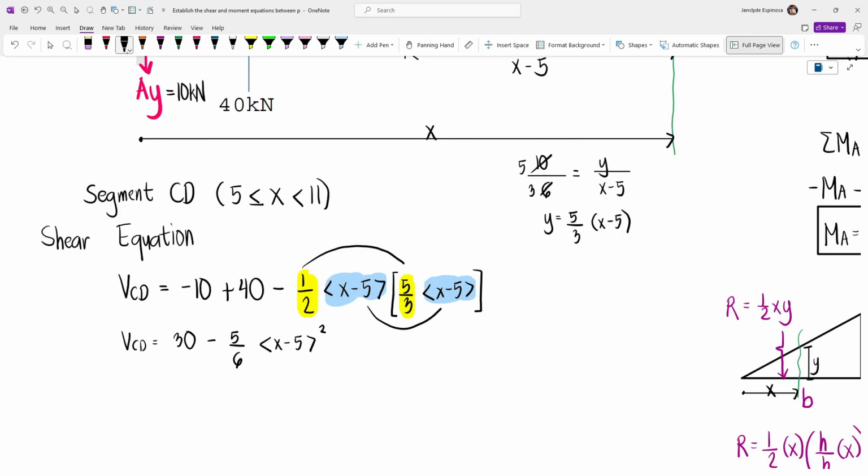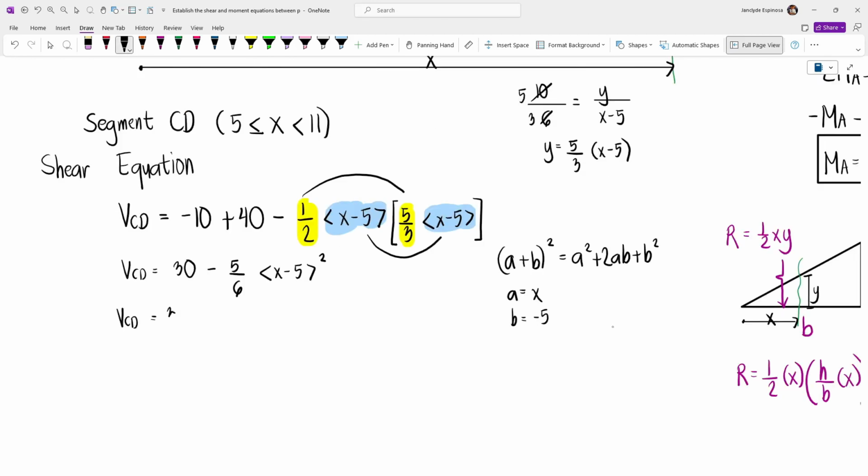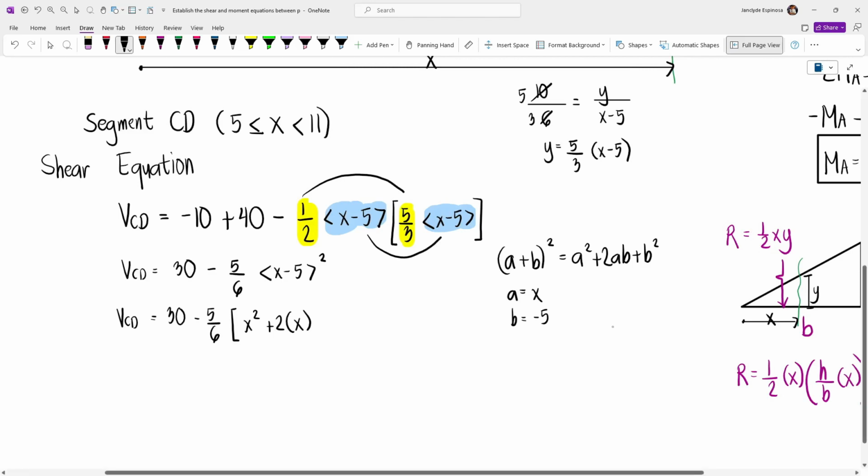Now for the square of a binomial, we have a plus b quantity squared. Expanding this, we have a squared plus 2ab plus b squared. And so we're just gonna use this formula. Now our a is x and then our b is -5. So VCD equals 30 minus 5/6. And then we're gonna expand this one. So this is multiplied by a squared, so x squared, plus 2ab, so plus 2, multiplied by a, which is x, and then multiplied by b, which is -5. And then we have plus -5 quantity squared.